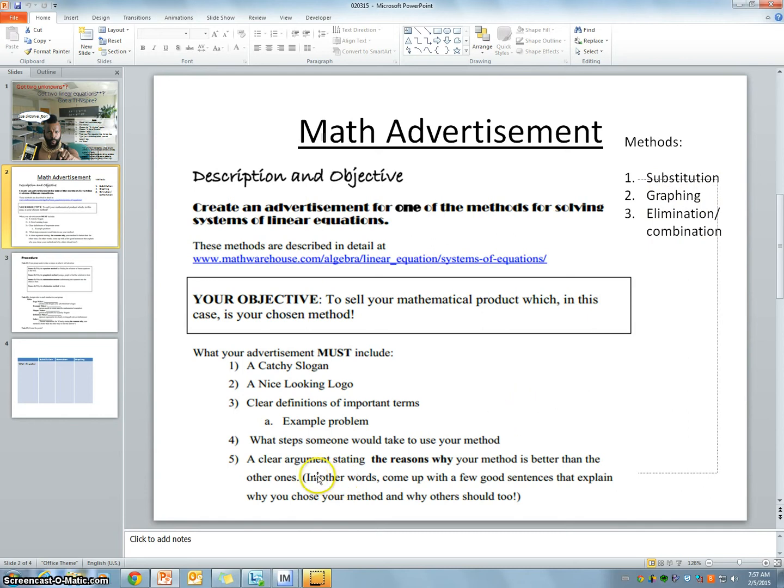And the last thing I'm looking for is a clear argument stating the reasons why your method is better than the other ones. I chose Linsolv because it's easier and faster than the other ones, but you can't choose Linsolv, so come up with something that tells me why graphing is better than substitution or elimination, or why substitution is better than the other two, or why elimination is the best. This is an advertisement. Sell me on why your method is better.